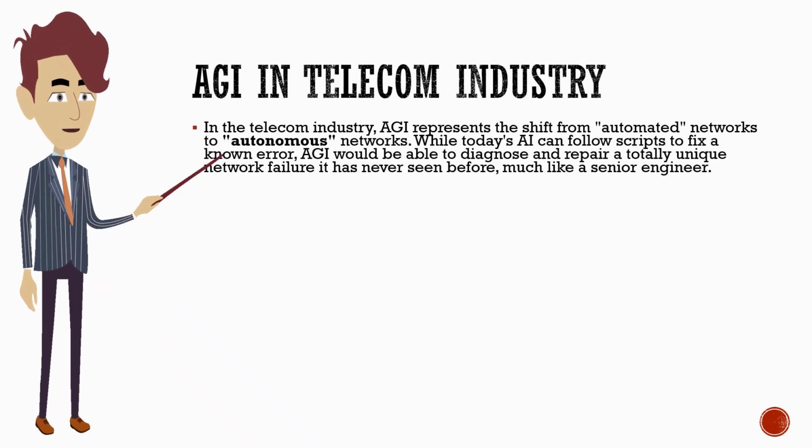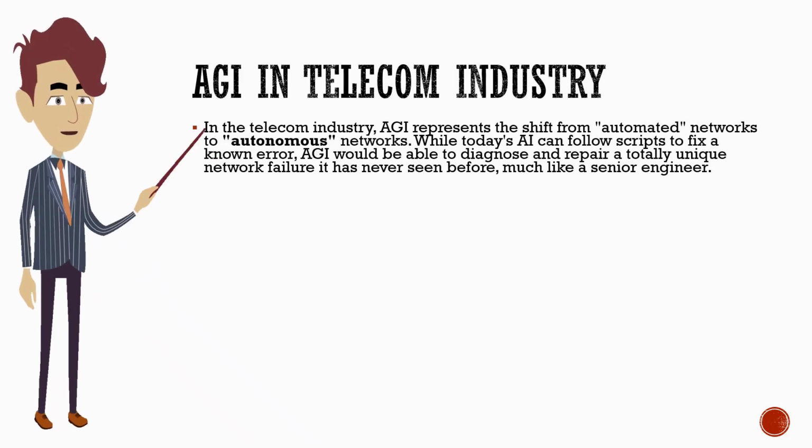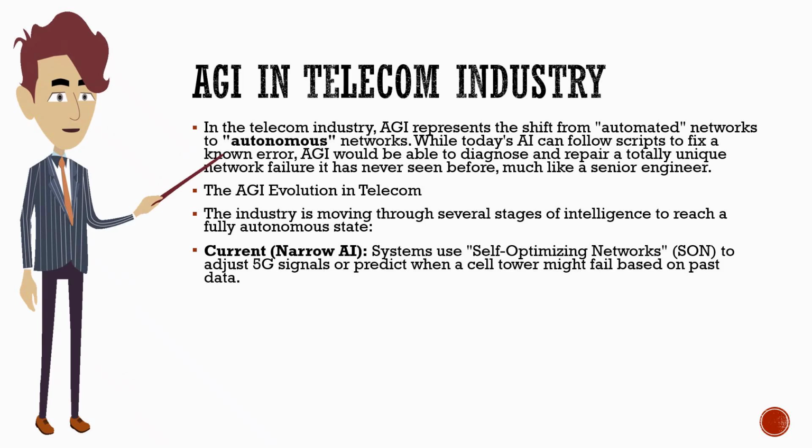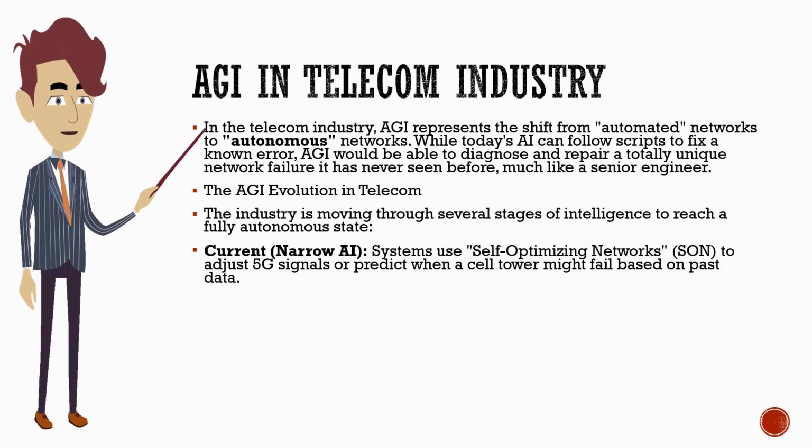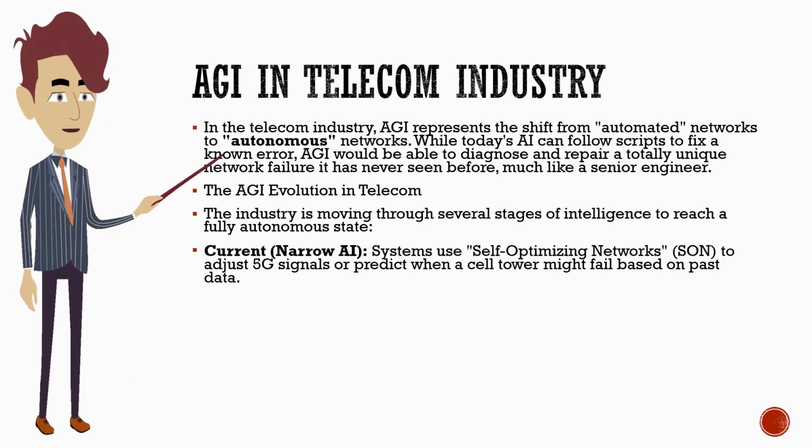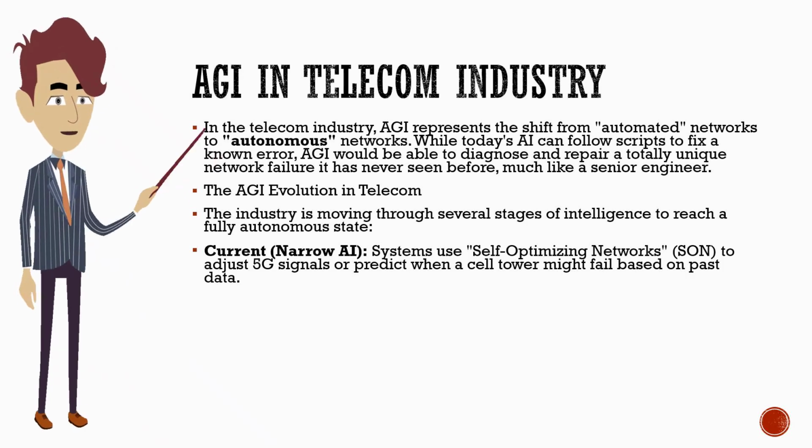Looking at the scenarios, looking at the surroundings, it should be able to find it and accordingly solve that error. So this is something which is being considered as an AGI in the telecom industry, right? The telecom industry is moving through various changes of intelligence to reach a fully autonomous state. Currently in telecom, a lot of things are being tried so that solutions can be provided without any human intervention, right?